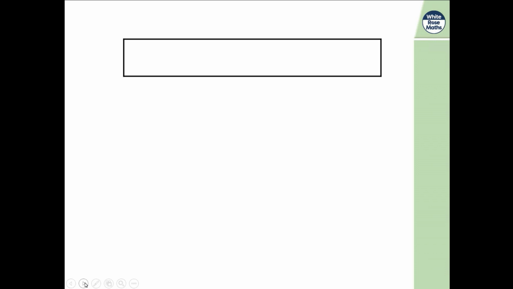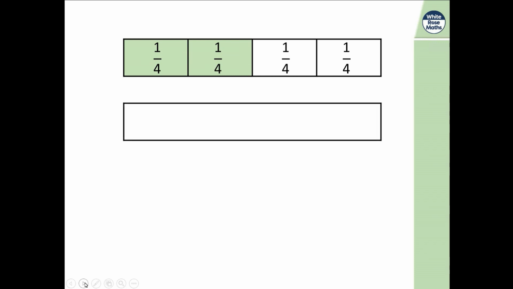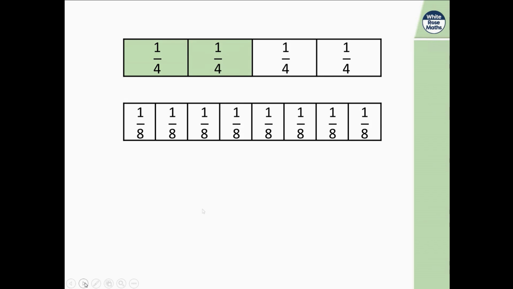Let's look at this bar here. We're going to divide it into 4 equal sections. So each section is 1/4. We're going to shade 2 of those quarters. Let's have a look at this bar here. We're going to divide it into 8 equal sections. What fraction would one section be? That's right, it's an eighth. So all of those are eighths. Let's colour the same amount from the top bar to the second bar.